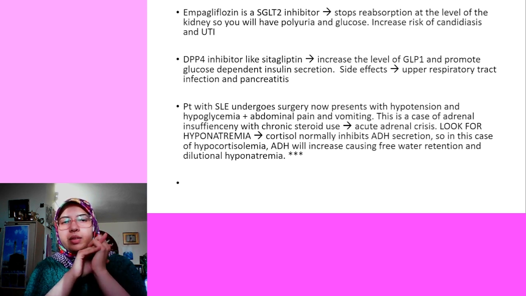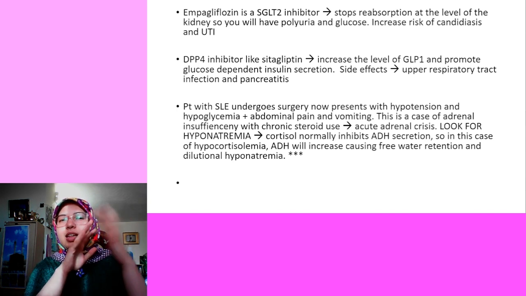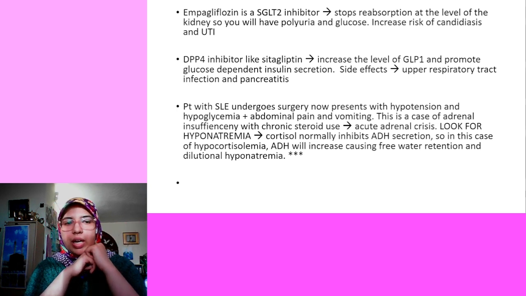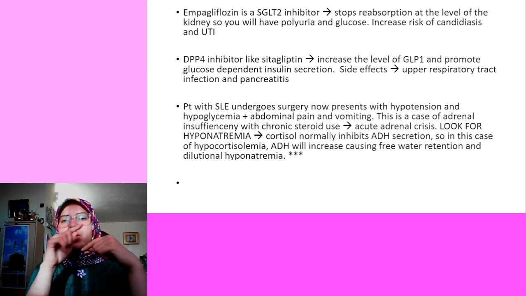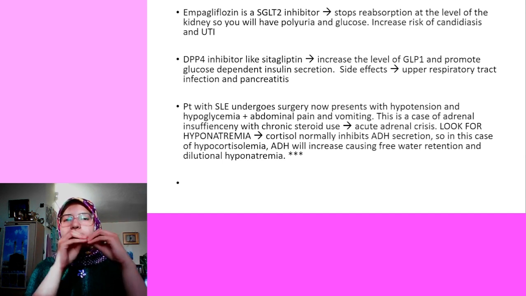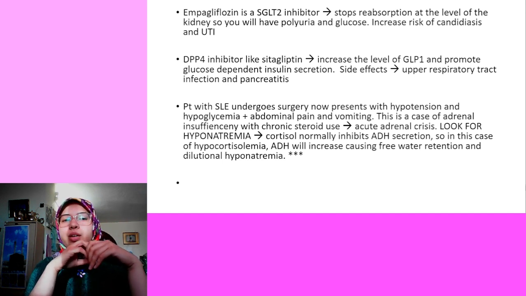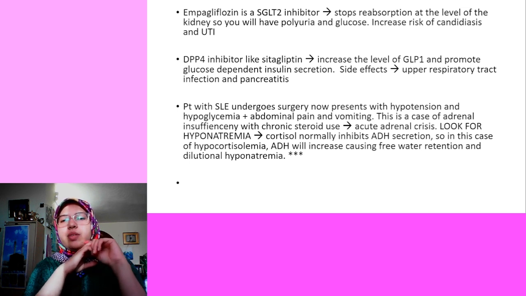Empagliflozin, I'm not sure if I'm pronouncing this right, is an SGLT2 inhibitor. Again, we said these stop absorption at the level of the kidney, so you'll have polyuria and glucosuria. They increase the risk of candidiasis and UTI. DPP4 inhibitors like sitagliptin increase the level of GLP-1. We said GLP-1 induces glucose-dependent insulin increase. What are the side effects of DPP4 inhibitors? Upper respiratory tract infection and pancreatitis.